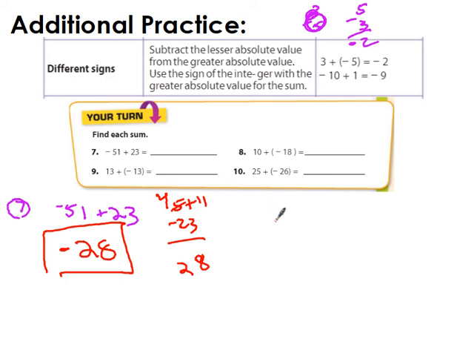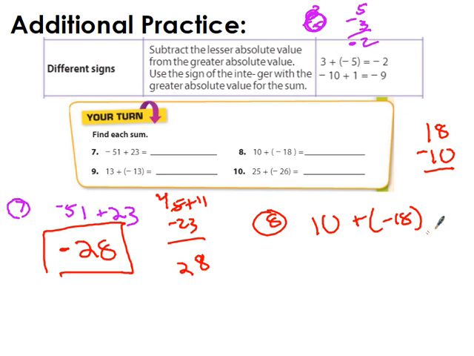Okay. For number 8, I have 10 plus negative 18. So for 10 plus negative 18, again, I'm going to, oh, there's the bell. Let that ring. I'm going to subtract the smaller number from the bigger number. So I'm going to do 18 minus 10.